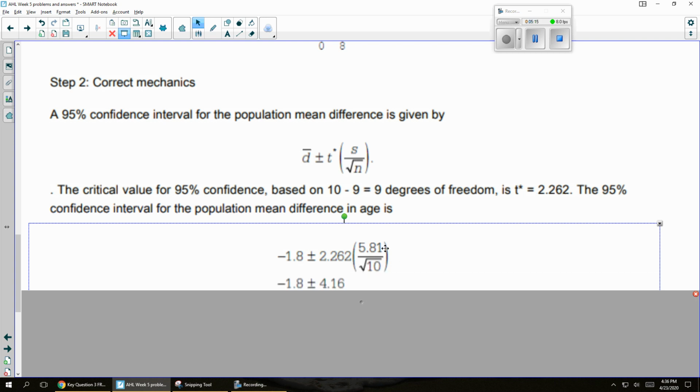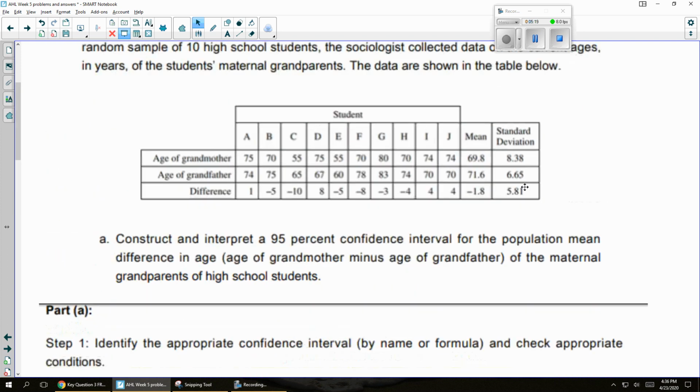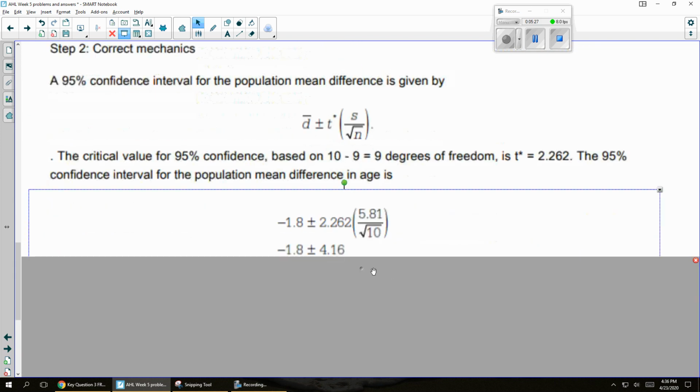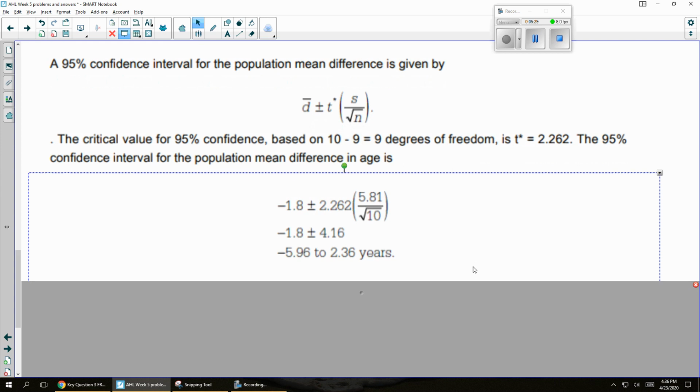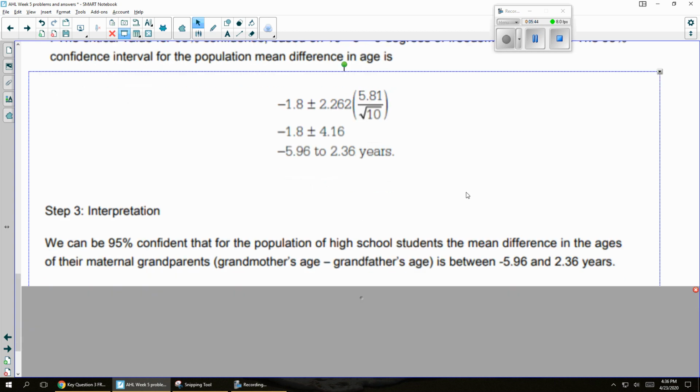Now notice I got 5.81 here. I want to show you where that came from. There's 5.81. It's the standard deviation of these differences. That negative 1.8 is this number, and so there is the interval. So what does that mean? Well, that means that I'm pretty sure the average difference in ages between the grandmother and grandfather is somewhere in here.